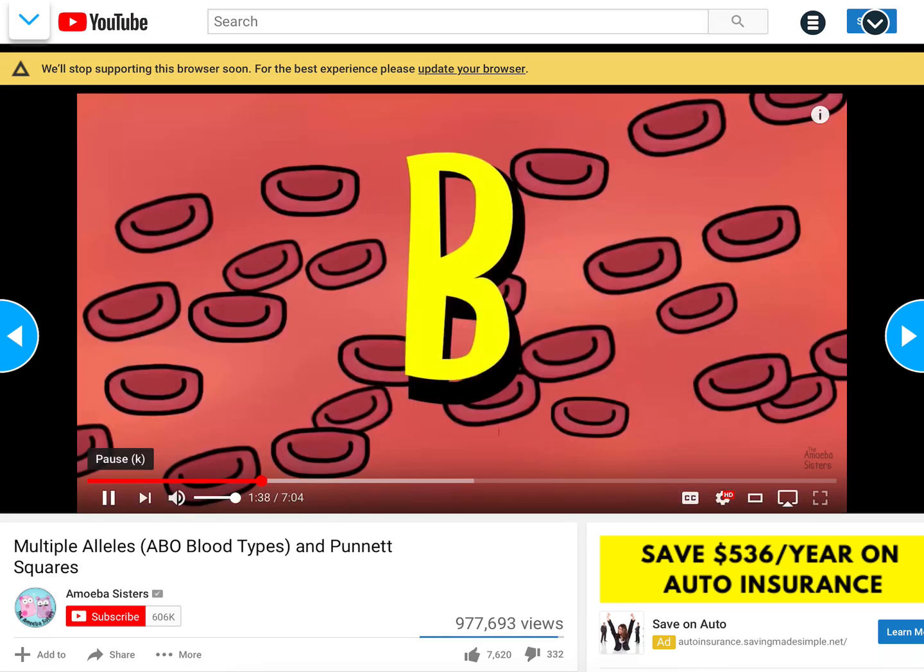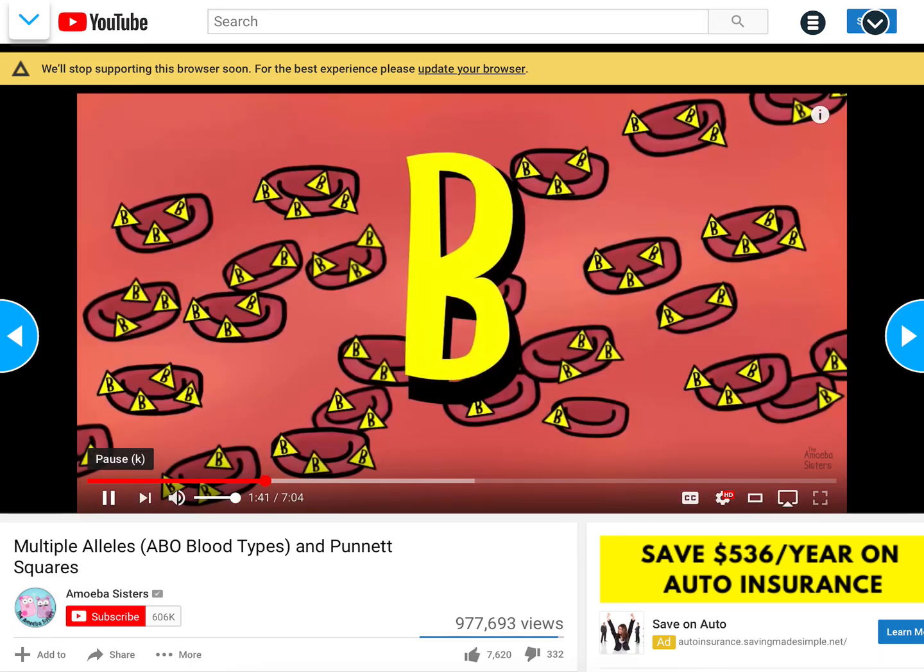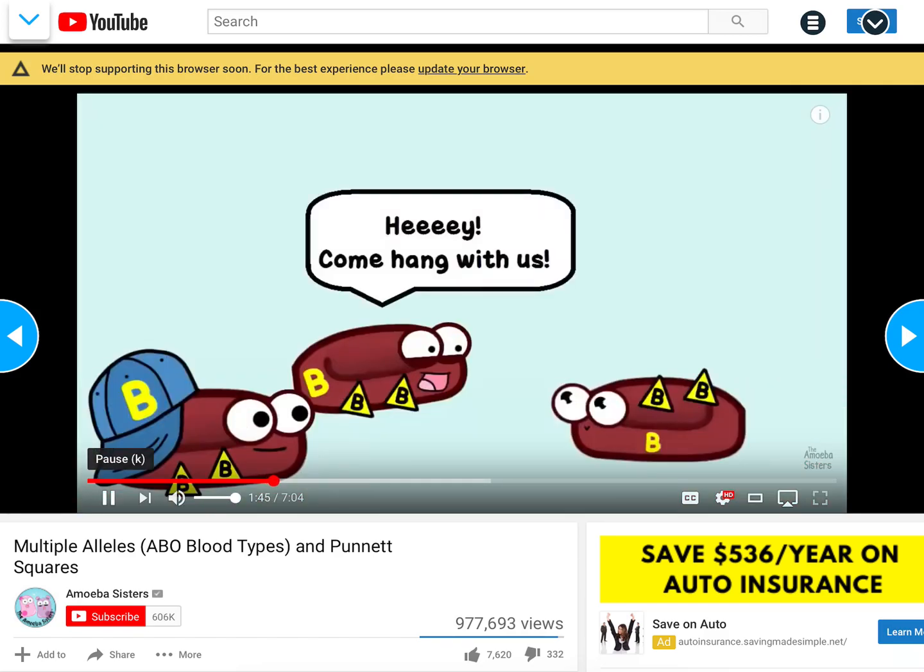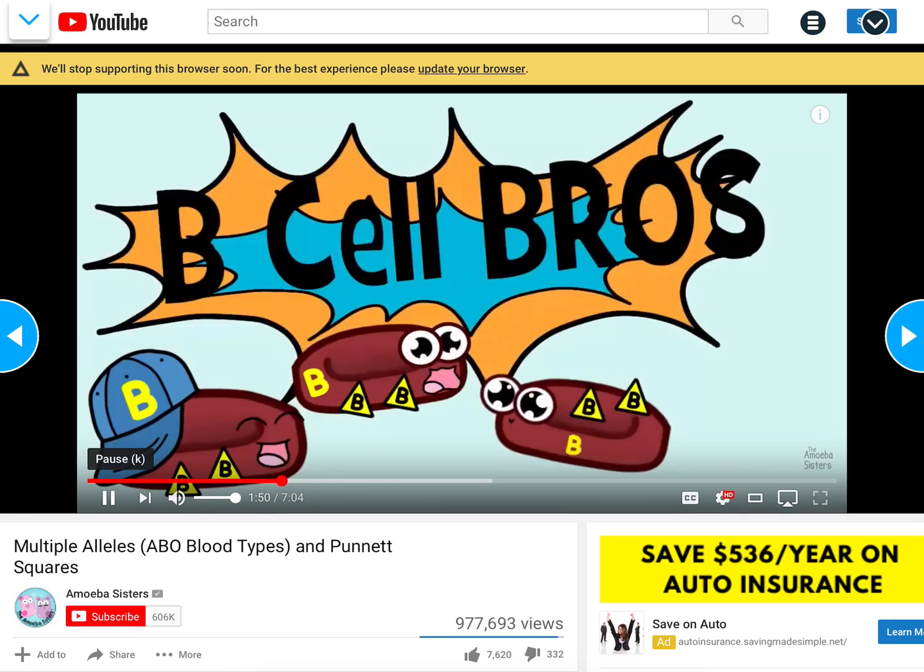So if you have type B blood, you have B antigens on the surface of red blood cells. That means a person with type B can accept another person's type B blood because B is an antigen that their body recognizes.